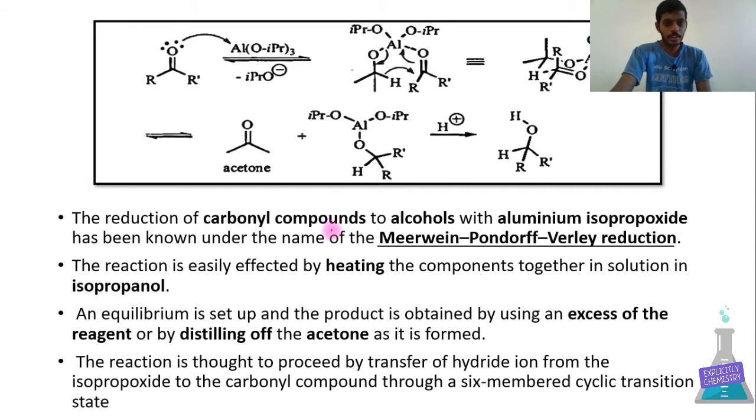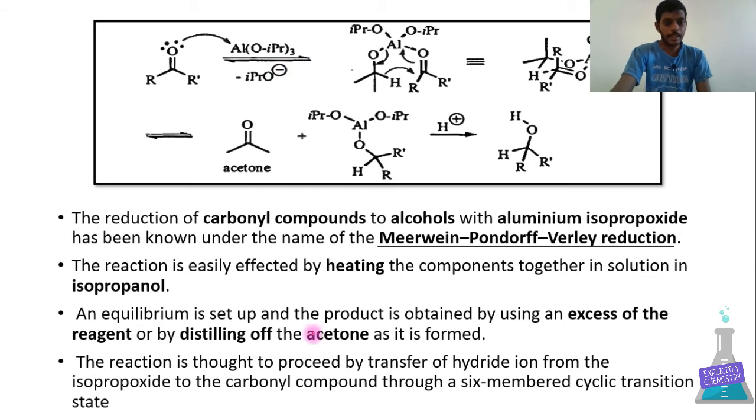This is a reduction of carbonyl compounds to alcohols with aluminum isopropoxide, and it has been known under the name of MPV reduction. The reaction is easily effected by heating the components together. These components are heated together in presence of isopropanol.